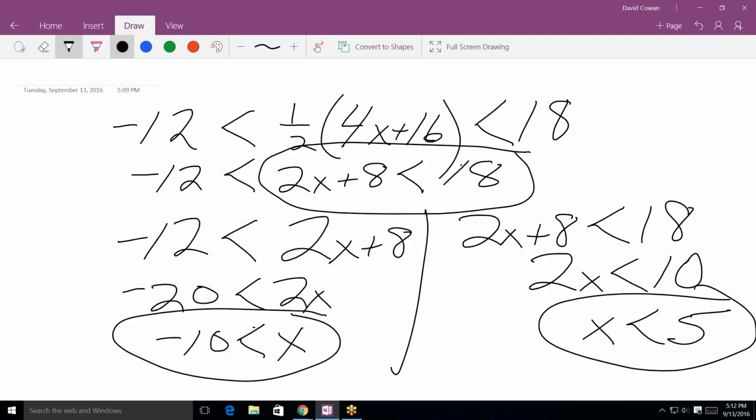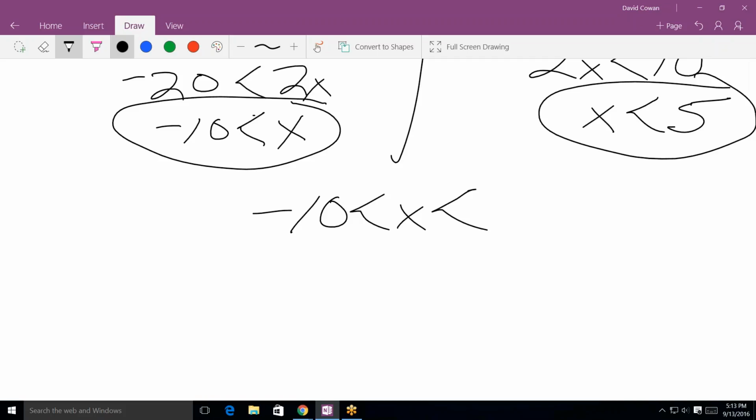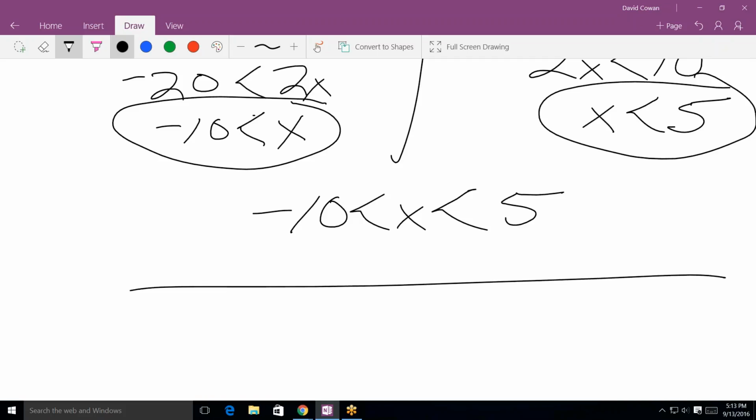And then she wants us to graph them? Yeah, she wants us to put them back together and then graph them. Okay. So it's going to be negative 10 is less than x, which is less than 5. And then graphing, it's going to be negative 10, 5, 0.